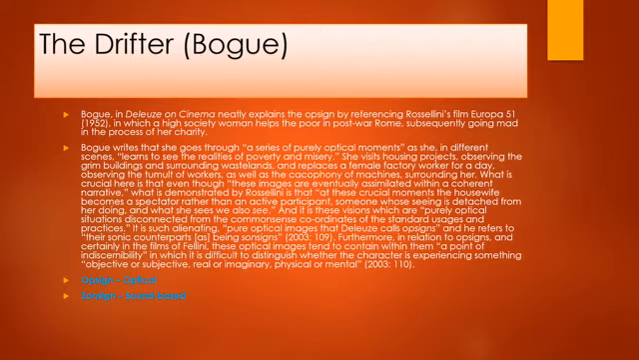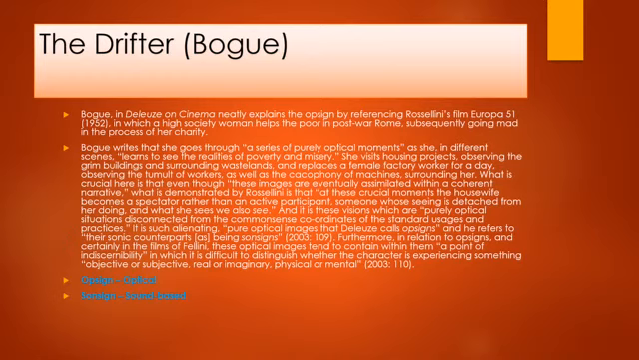So we're talking about the Italian neorealists' use of image and sound, and this reflects back to what Bogue was saying in the previous slide. So take a look. Bogue, in Deleuze on Cinema, neatly explains the opsign by referencing Rossellini's film Europa '51, in which a high society woman helps the poor in post-war Rome, subsequently going mad in the process of her charity. Bogue writes that she goes through a series of purely optical moments as she, in different scenes, learns to see the realities of poverty and misery.